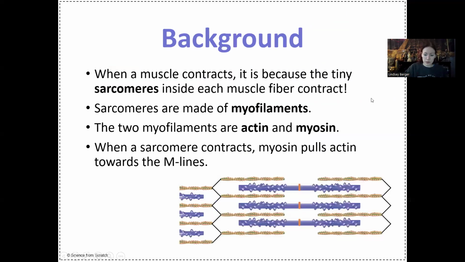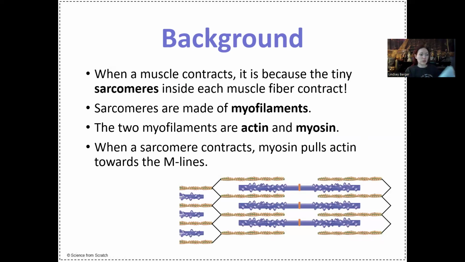All right, so again, this is a review. Remember, the sarcomeres are contracting, the muscle's getting shorter. We talked about sarcomeres being made up of myofilaments, specifically actin and myosin. Remember, we are pulling when contraction is happening. Myosin is pulling on actin to get it towards the M line, that red middle line there. Okay. So again, we're just lumping this all into one, but remember, we just talked about it.